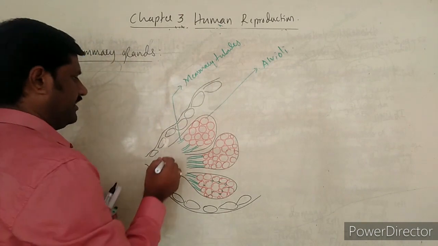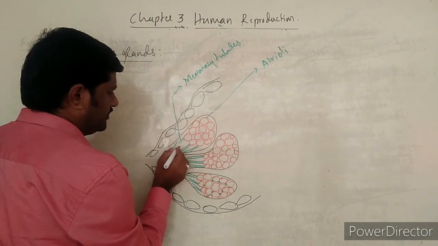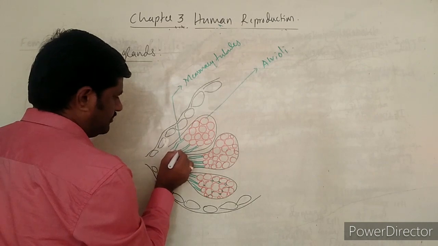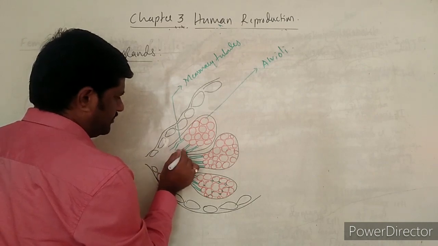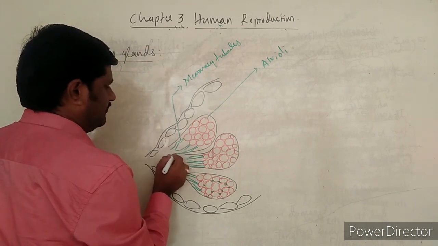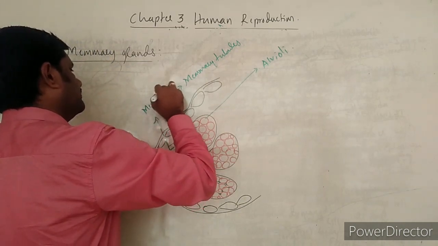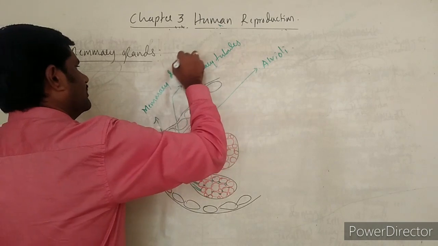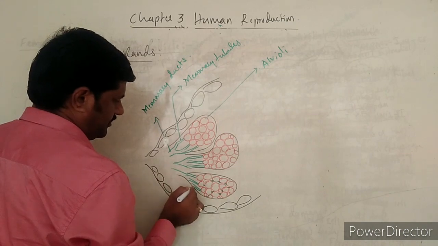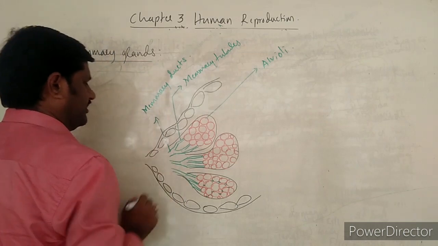These mammary tubules, all together, form a common duct. You can observe here, all of them together form the common duct called the mammary duct. All these together form a common duct, and these ducts are known as mammary ducts.